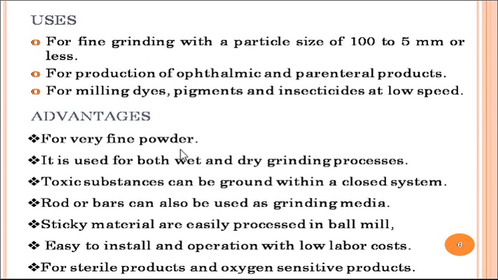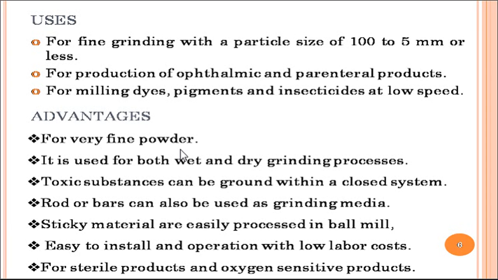When we talk about the various applications, it is a very good piece of equipment used for making size reduction from 100 to 5 millimeter, or less, depending upon the size which we desire for pharmaceutical purposes. For production of ophthalmic and parenteral products, this is quite comfortable equipment because it is a closed system and the chances of contamination are very low. For milling dye, pigments and insecticides at low speed, we can control the particle size of the intermediate or any substance being processed.